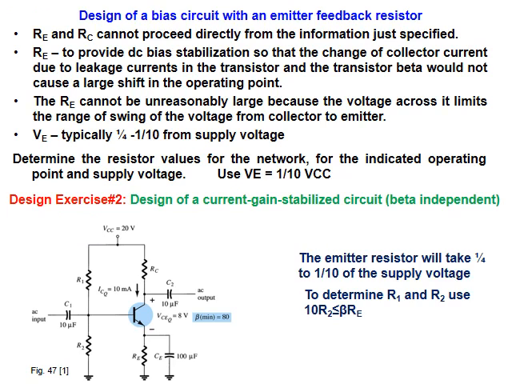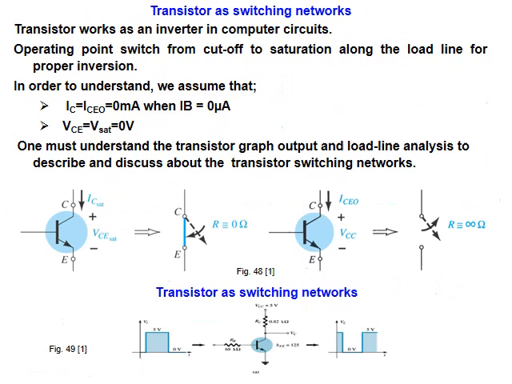Now, for design, you need to find the resistances R1, R2, R base, R collector, and R emitter. Some of the tips that could be used here: V emitter typically is in the range of 1/4 to 1/10 of the supply voltage VCC. You can use this formula, or in general 1/10 of VCC directly. Another exercise I advise you to solve, based on the same previous example discussed.